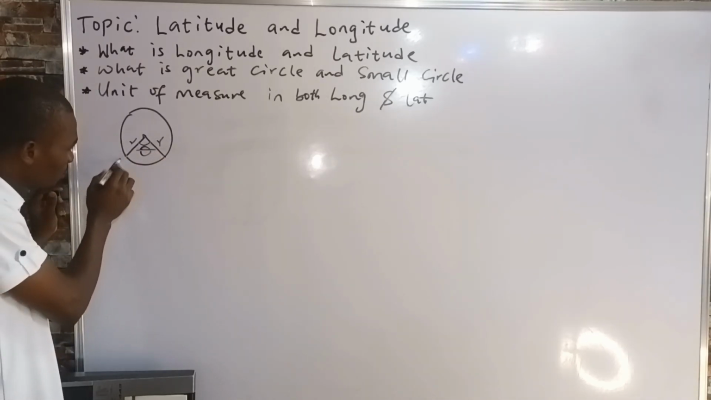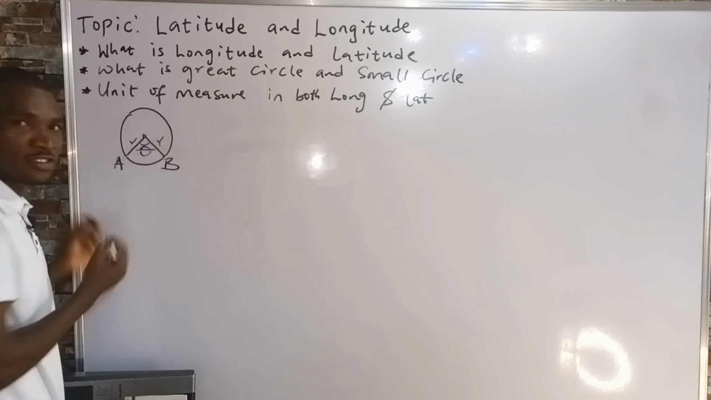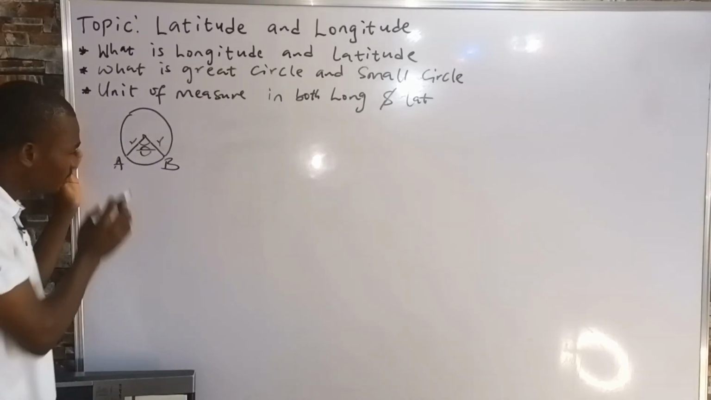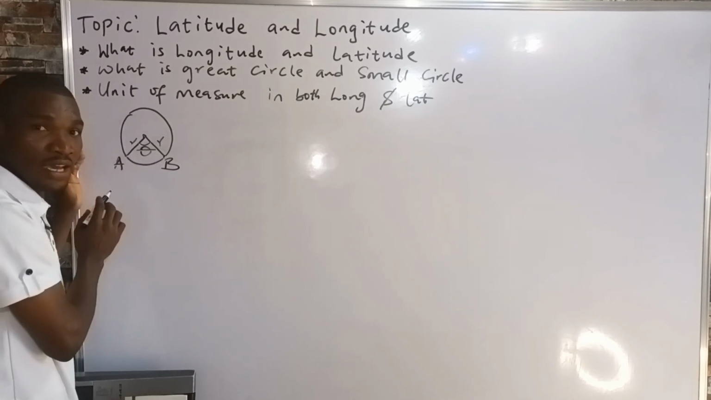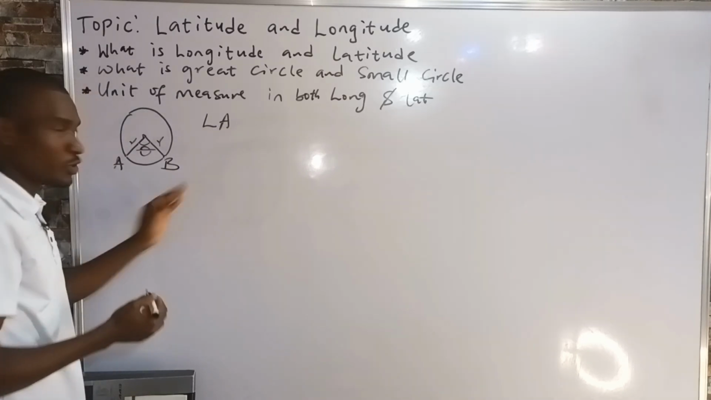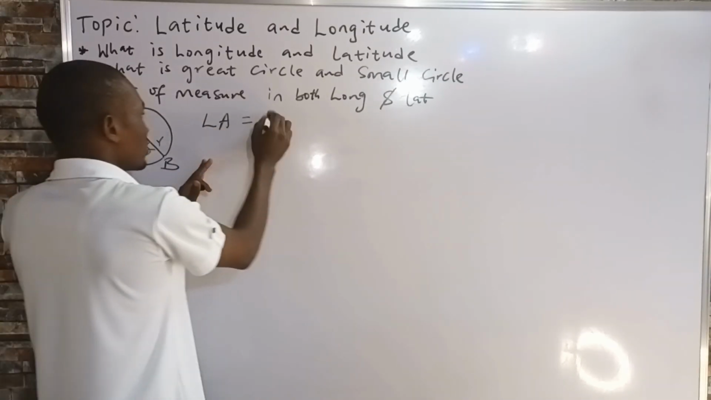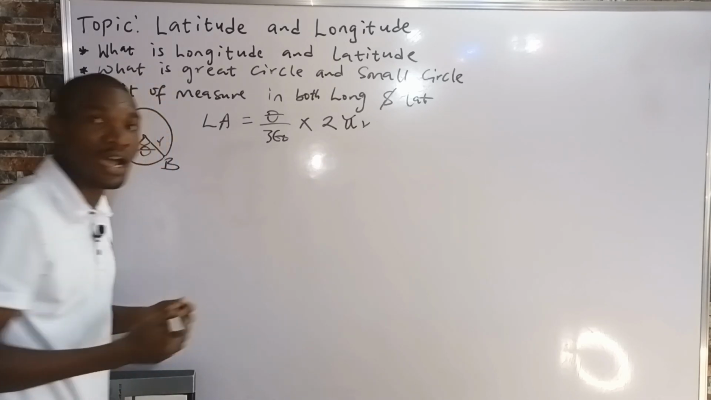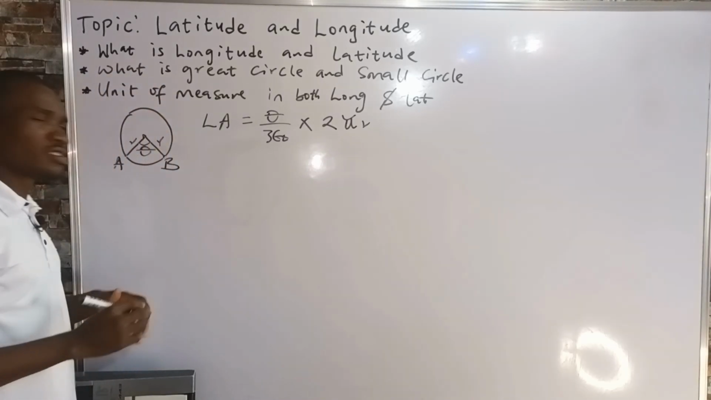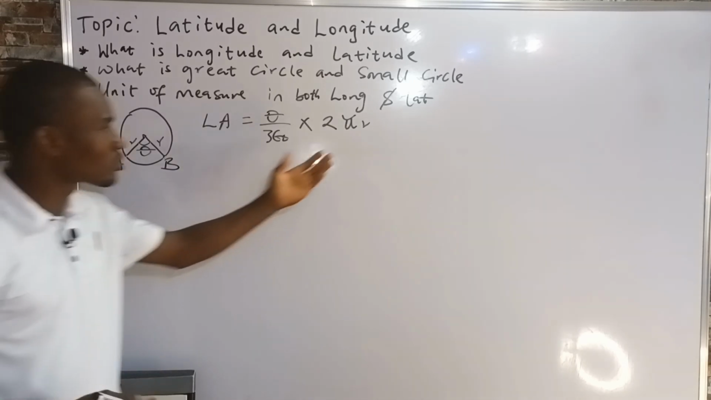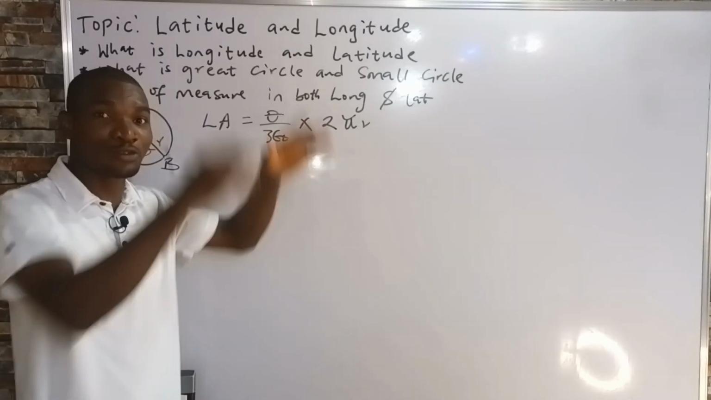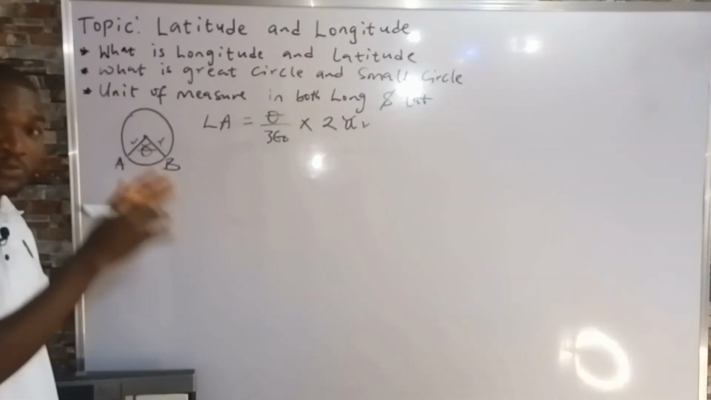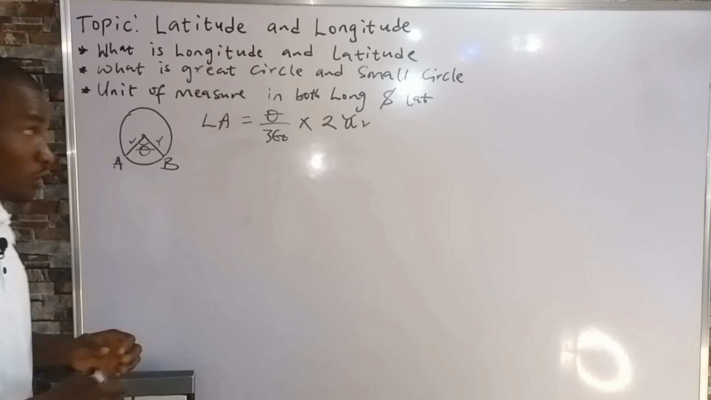So if I assume this point to be point A and this point B, from point A to point B is called the length of arc. That means if I measure from A to B, it's called the length of arc. And the length of arc of a circle, which I'm representing with LA, is given as theta over 360 times 2 pi r, where r is the radius. But in my subsequent video, you are going to discover that this small r will change to big R, which is now the radius of the Earth, approximately scientifically proven as 6,400 kilometers.